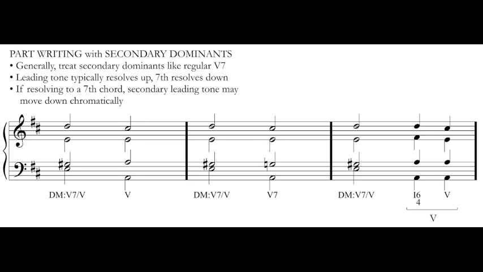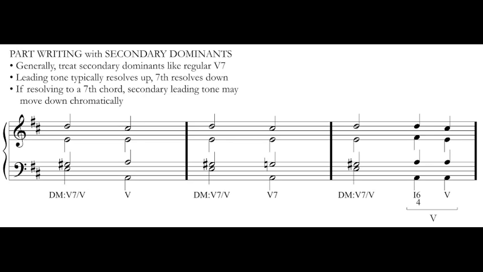Pretty friendly voice leading. One common alteration to this voice leading is in the second example here. If we resolve our secondary dominant to another 7th chord, in this case, a V7 rather than a V triad, our secondary leading tone may move down chromatically. This is a pretty common voice leading. Here you can see that all of my voices resolve the same way, but now instead of that G sharp resolving up to A, I want it to resolve to the 7th of my V7 chord. So it will change from a G sharp to a G natural. This is a very smooth stepwise voice leading, very friendly, and so this is one we'll use and see with a lot of commonality.